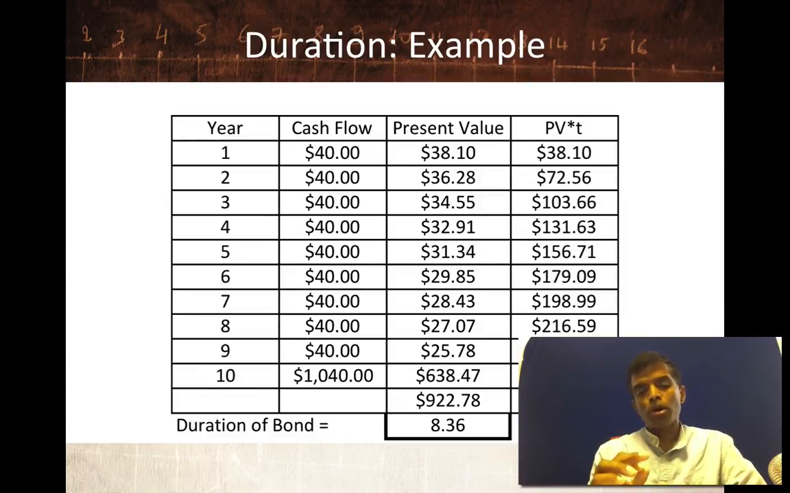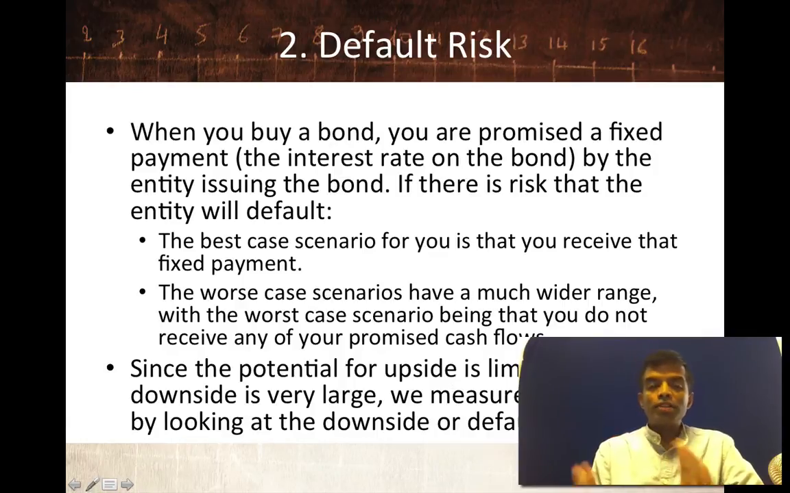Only zero coupon bonds have durations equal to maturity, because then the only cash flow you get is at maturity. If you have a coupon bond, your duration will generally be less than your maturity, and the larger the coupon, the bigger the difference will be. So that's interest rate risk.